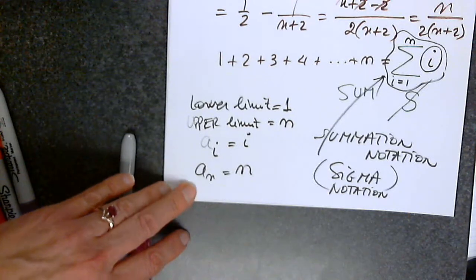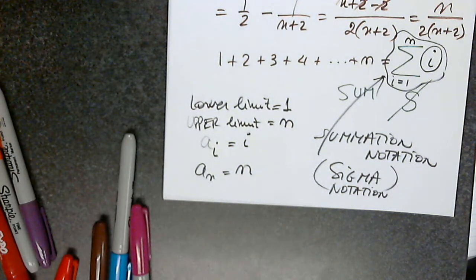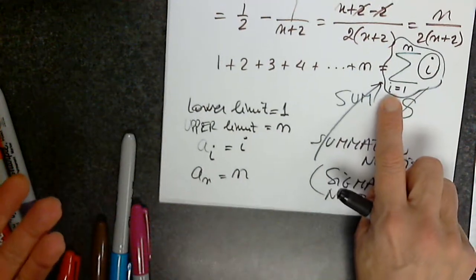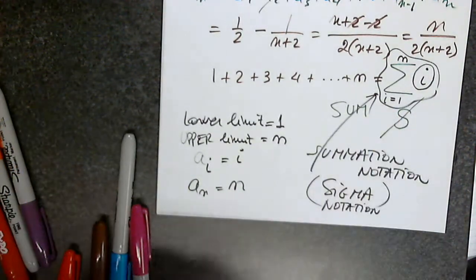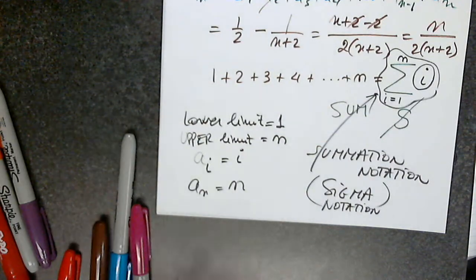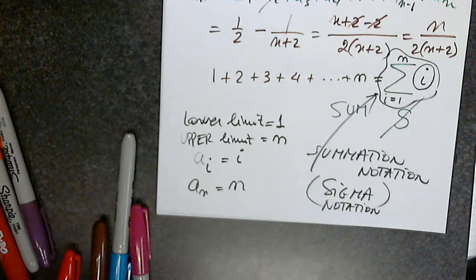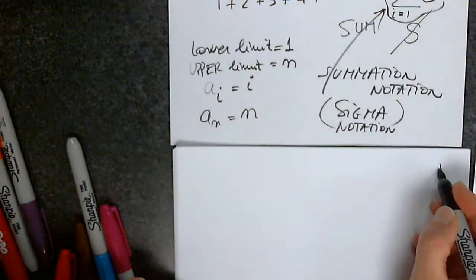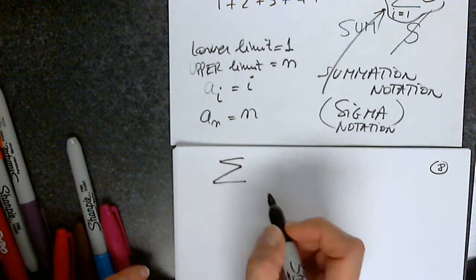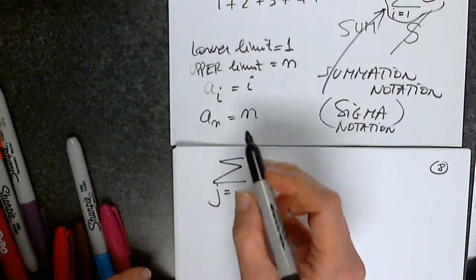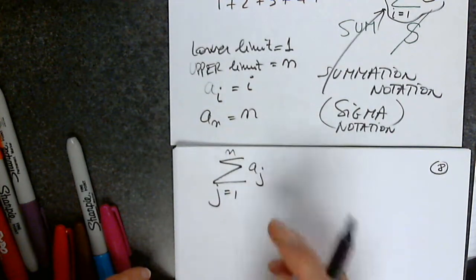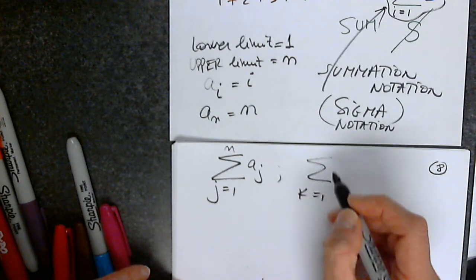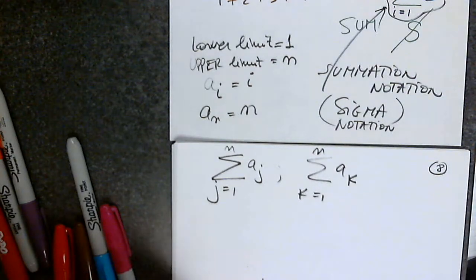Same thing. However, this time I have to use this specific index. Your book uses K, you can use I, you can use J. There are different notations, it's the same thing. So I can have the sum from j equals 1 through n of aj. I can have the sum from k equals 1 through n of ak. It doesn't matter.